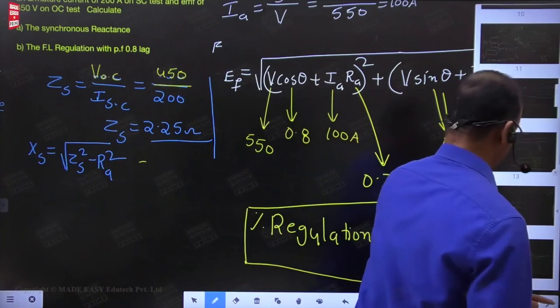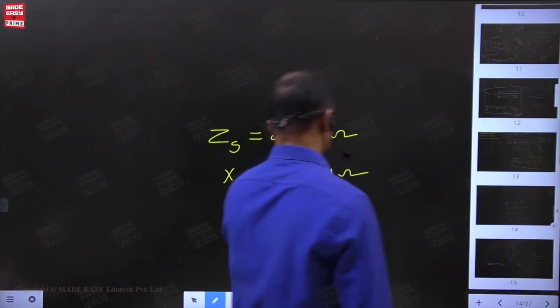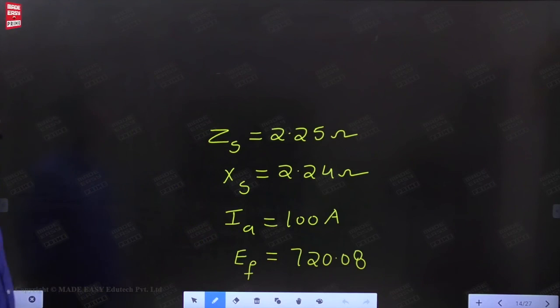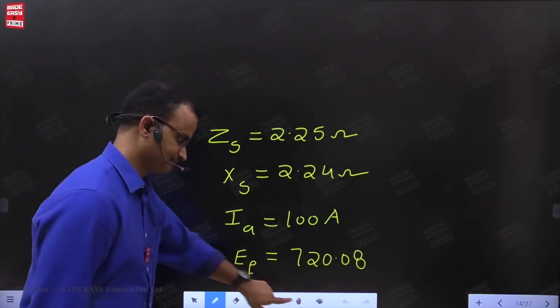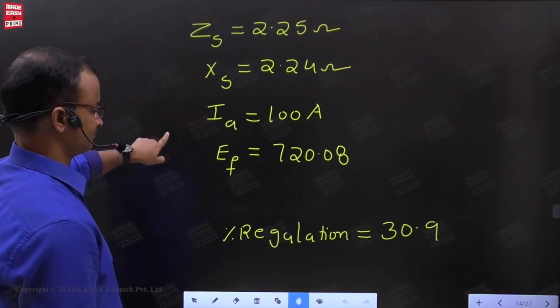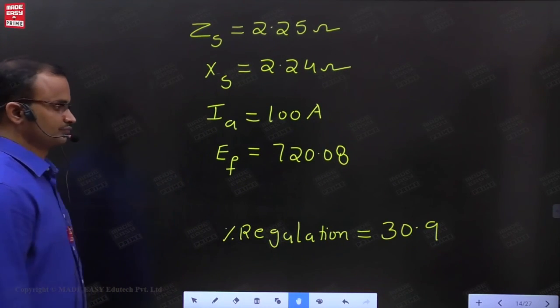Can you verify it? Verify the answers: ZS value, XS, IA, and the corresponding EF.